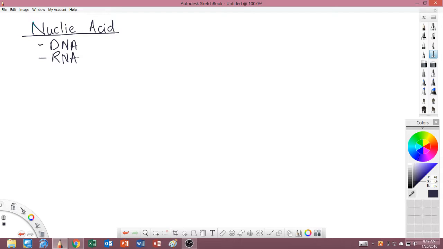Now, nucleic acid, number one, you have to know the structure of nucleic acid. You have to know what it looks like, at least a representation of it. Okay, let's do that. The first thing you want to do is see what they are made of. What are the components of nucleic acid? All nucleic acids are made of nucleotides.